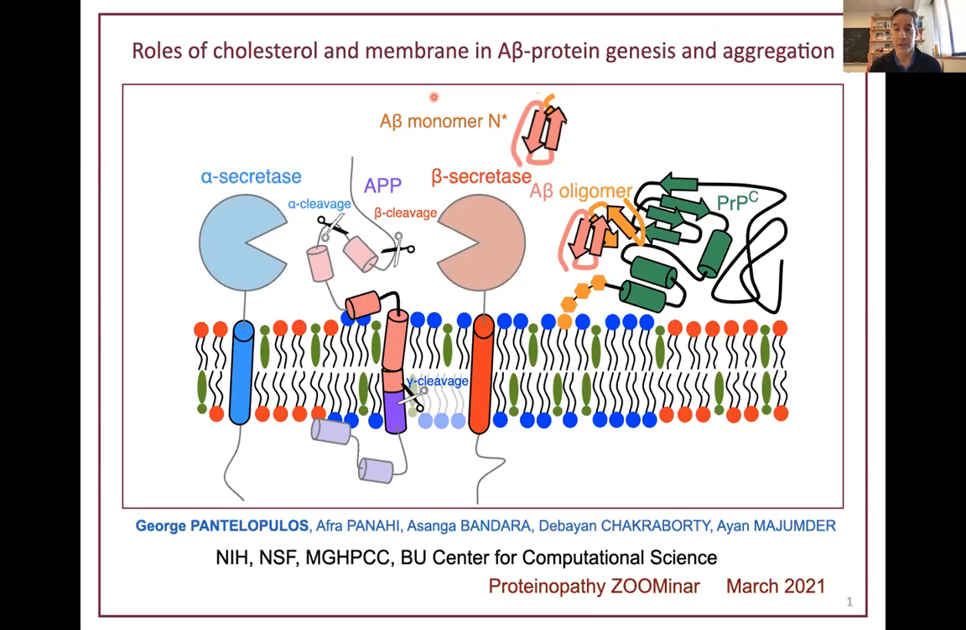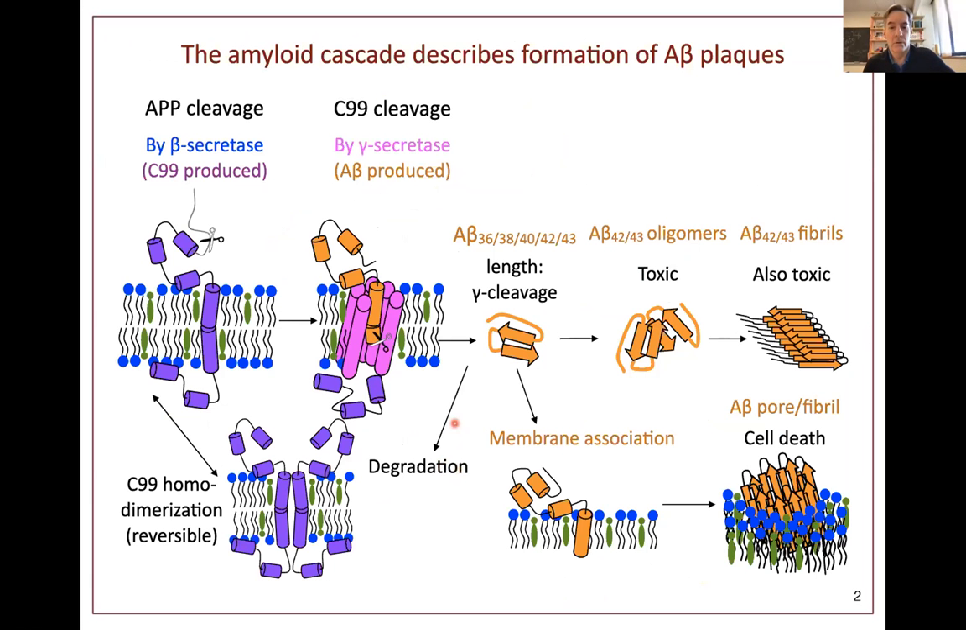I'm actually going to just speak about A-beta protein genesis and in particular the role of membrane and cholesterol in that process. I'll talk about the work of a number of people in the group, but in particular the work of a very talented graduate student in the lab, George Pantelopoulos. So a little bit of background on the synthesis of A-beta protein.